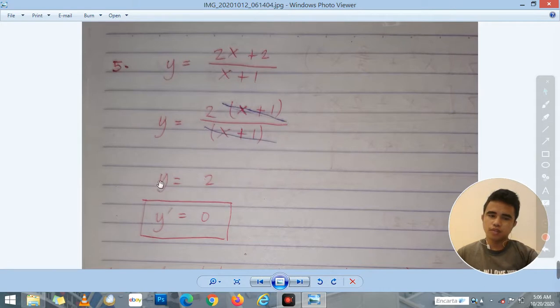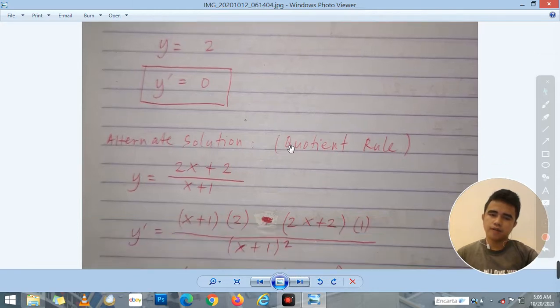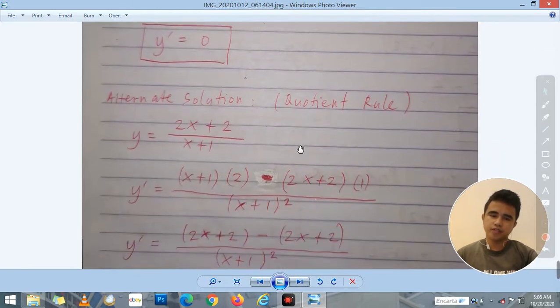So this is the simplified function, and then if we apply the derivative, again derivative of constant is equal to 0. This is our final answer. And if we apply the quotient rule, so we have this alternate solution.